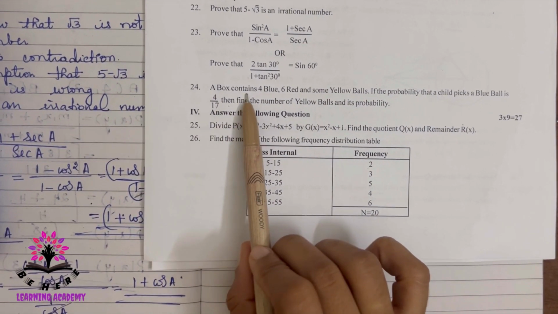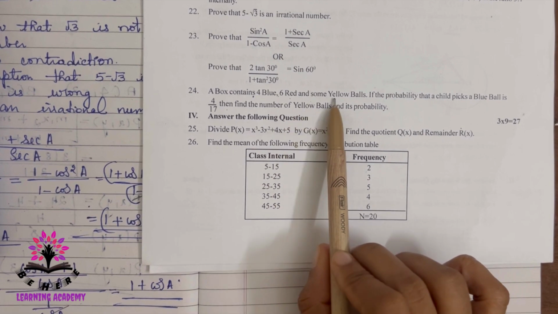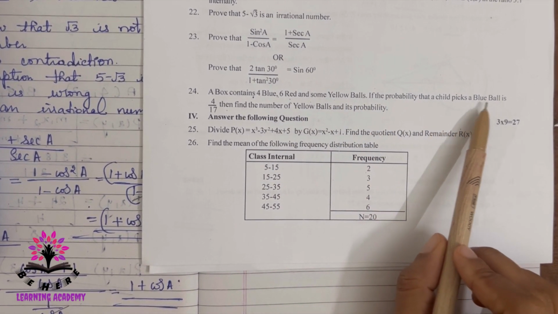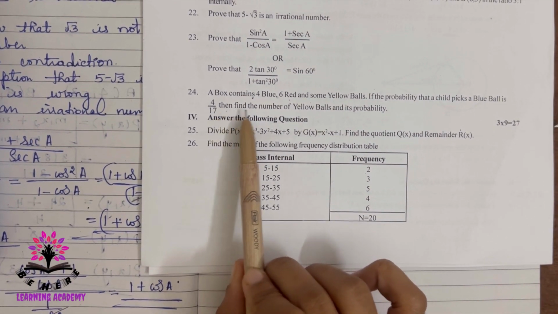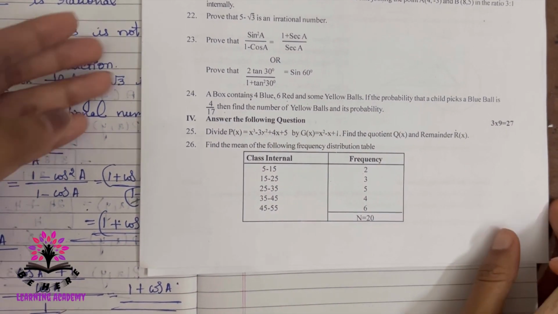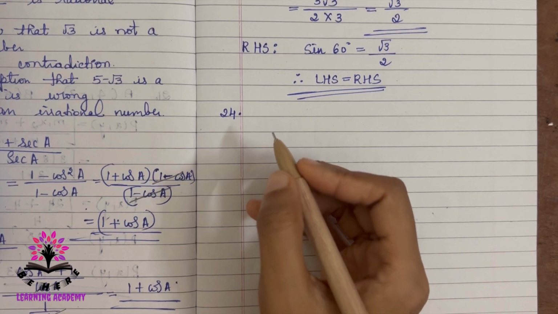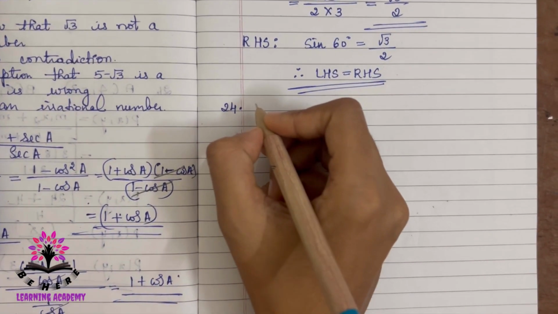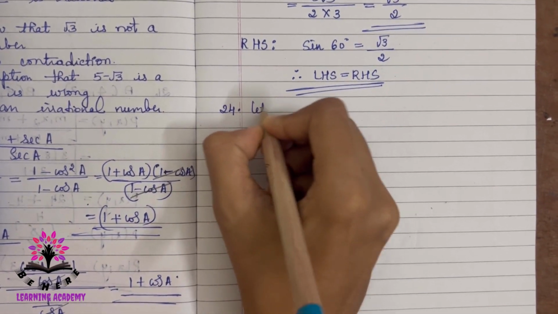24th question. A box contains 4 blue, 6 red and some yellow balls. If the probability that a child picks a blue ball is 4 by 17, then find the number of yellow balls and its probability. So let us consider the number of yellow balls as x. I will write it here.